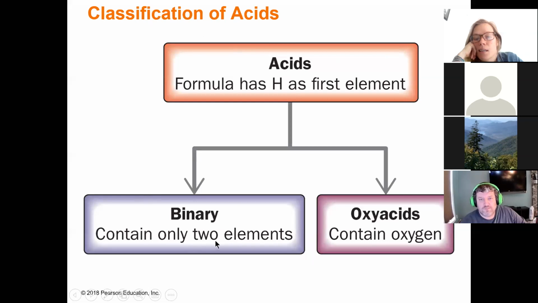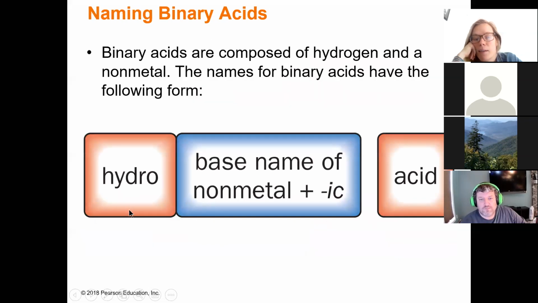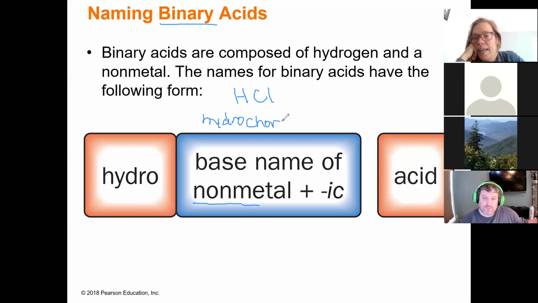If the formula is binary, this is the way you name it. You say the word hydro, you take the base name of the nonmetal and you add ic, and then you add the word acid. So HCl: is this binary? Yes, made of 2 things. We follow this system. The first word I write is hydro. Then I take the base name of the nonmetal, chlorine. I take chlor and add ic, chloric. And then I write the word acid.